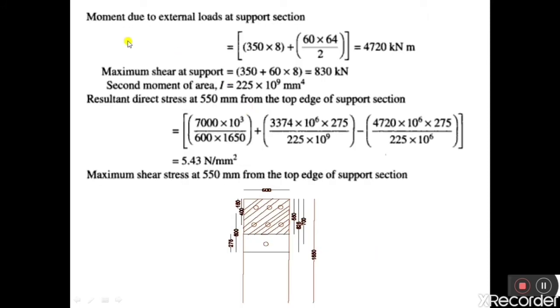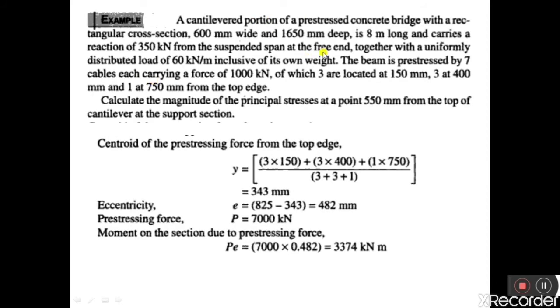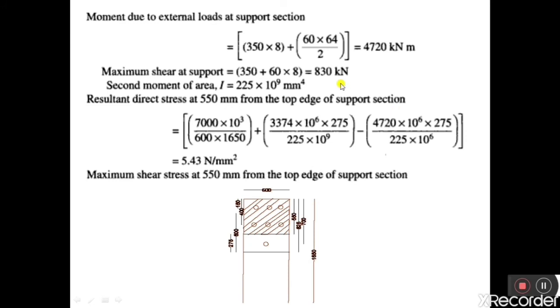So next, to calculate the moments induced due to external loads at the support. It is a cantilever beam. So see the loading condition of the beam. The beam is subjected to a UDL of 60 kN, which includes its own weight as well as live load, and it is also subjected to a point load of 350 kN at its free end. To calculate the moment, we know that the maximum moment occurs at the support.